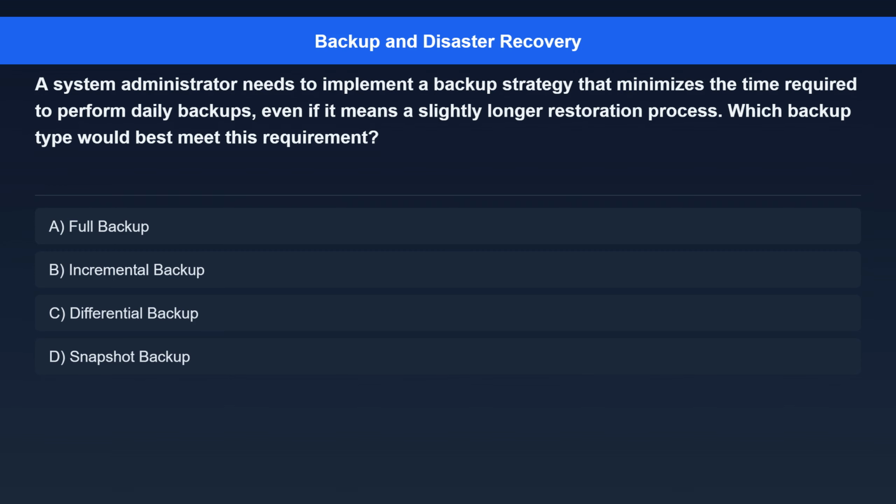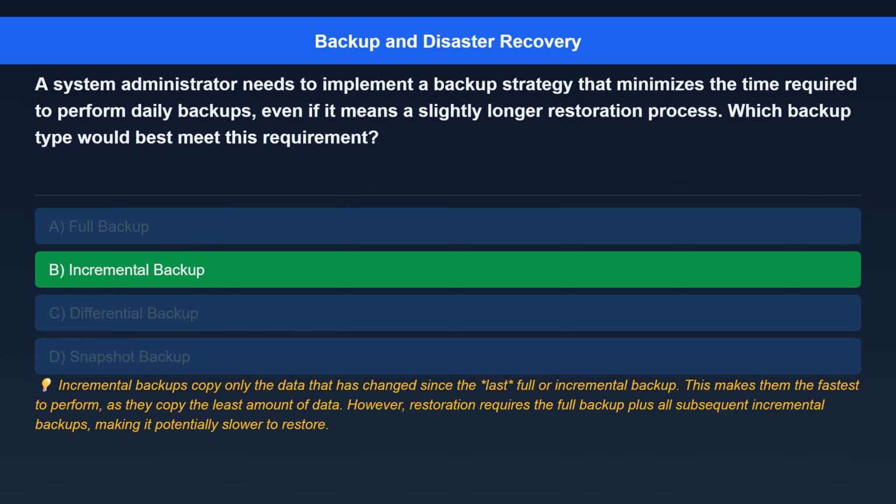Question 8. A system administrator needs to implement a backup strategy that minimizes the time required to perform daily backups, even if it means a slightly longer restoration process. Which backup type would best meet this requirement? Option A, full backup. Option B, incremental backup. Option C, differential backup. Option D, snapshot backup.